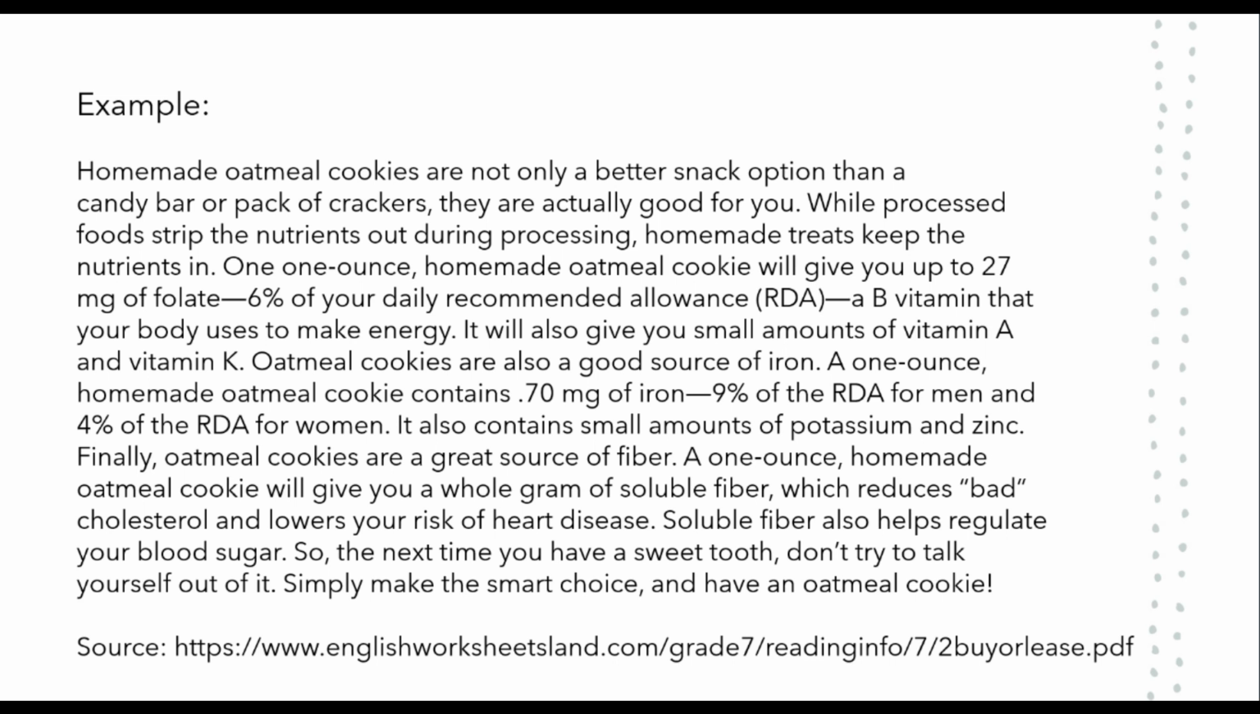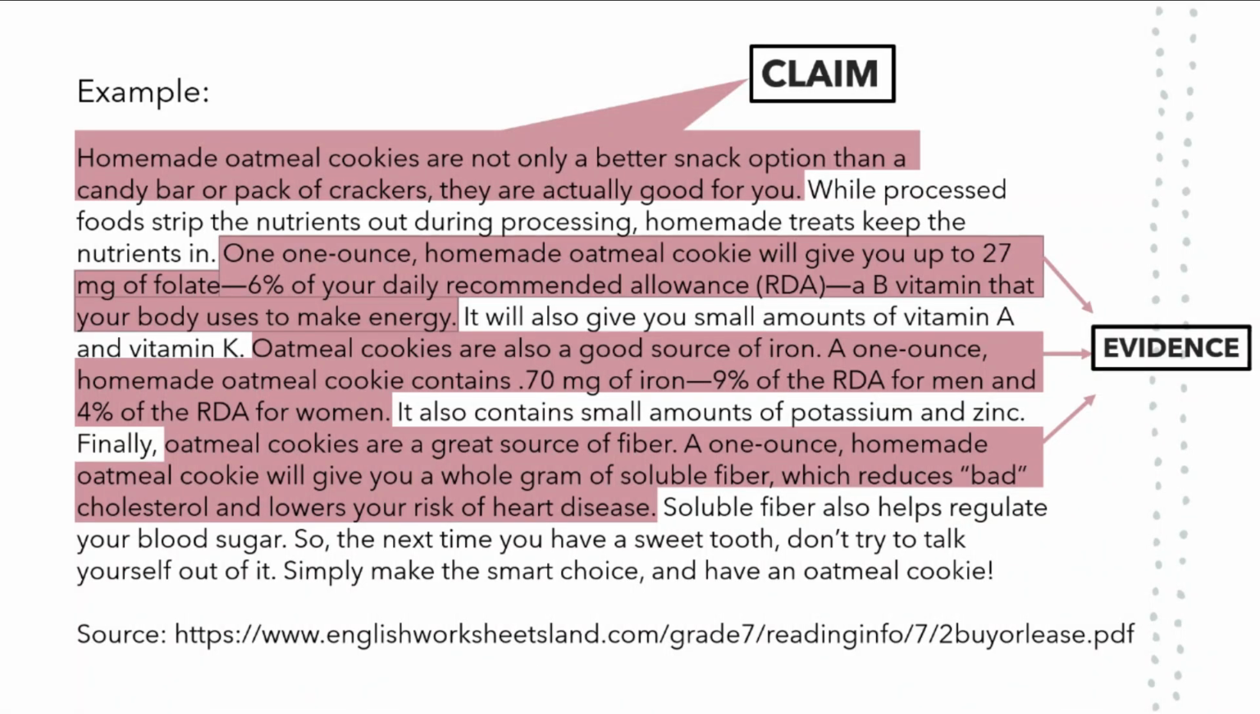One of the evidence that we can see here is, first, 1 ounce homemade oatmeal cookie will give you up to 27 milligram of folate. That is 6% of your daily recommended allowance, RDA, which is a B vitamin that your body uses to make energy.